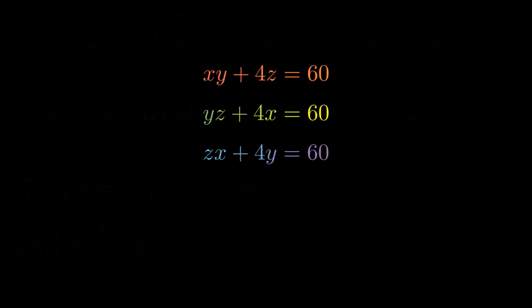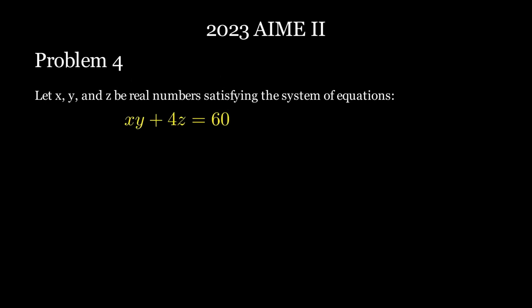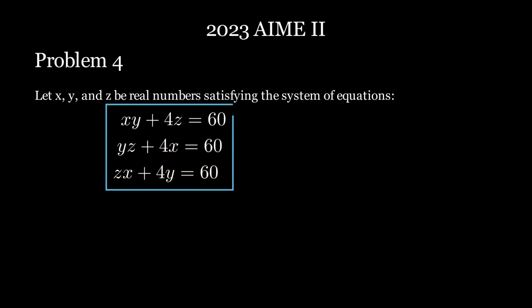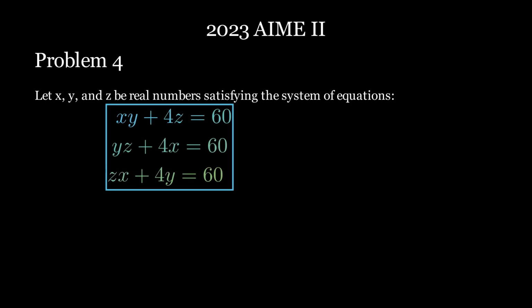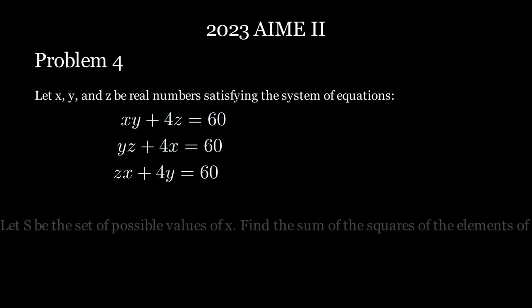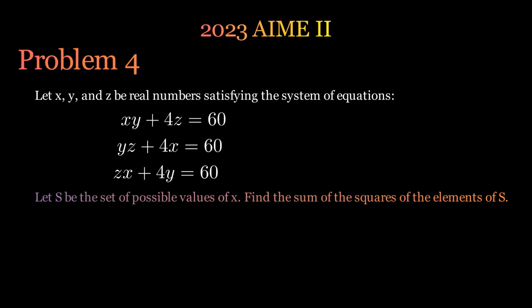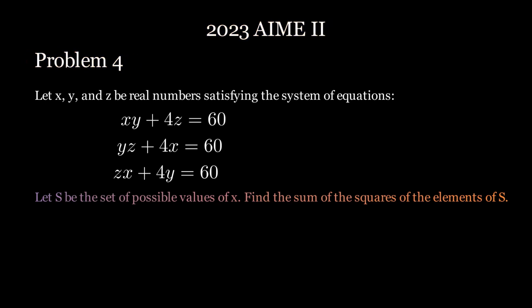Let's see this in action with 2023 AIME II, Problem 4. We're tasked with solving for all possible values of x, given that x, y, and z are real numbers. The problem presents us with three similar equations. What strategies come to your mind when you see a system of equations like this? Now, let's get to work.